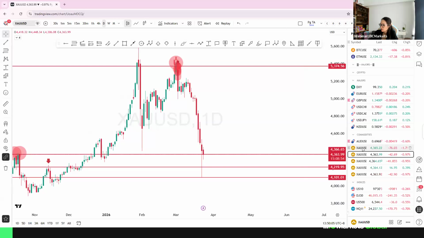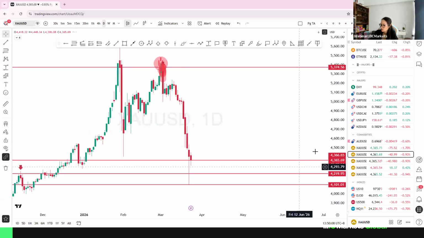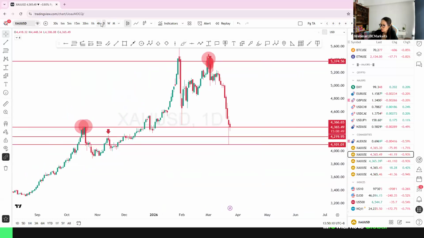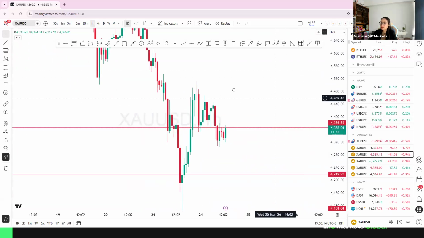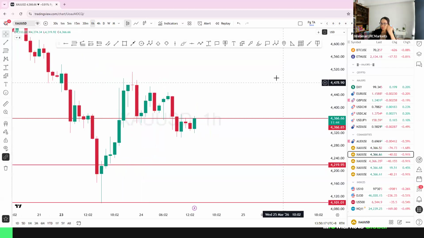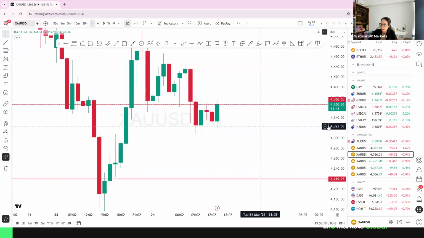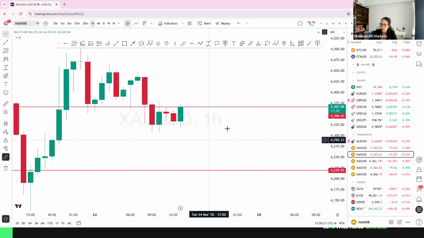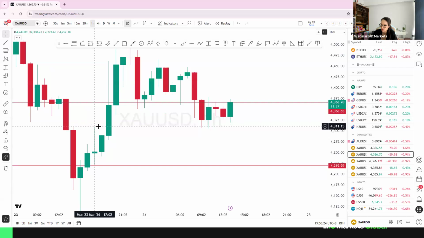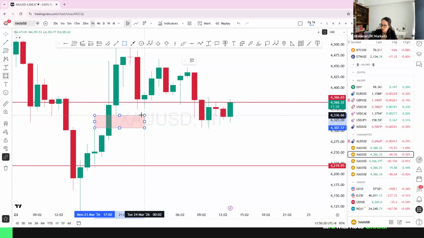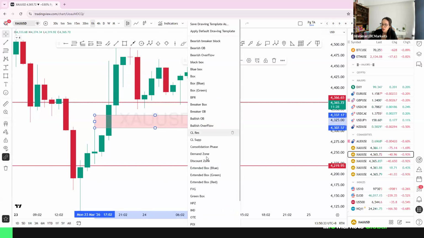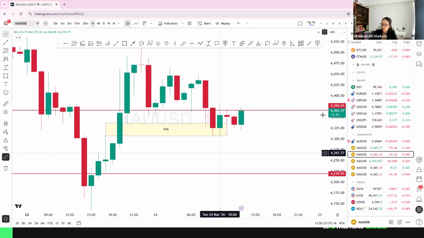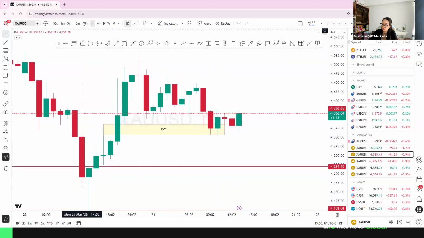For example, I want to trade H4. Just now, I identified in H1 that there's an FVG here, so I drew it. This is my FVG, but I don't trade with only an FVG.